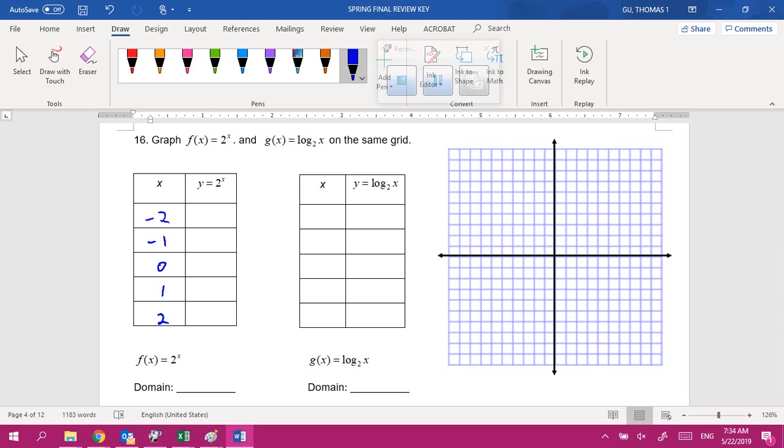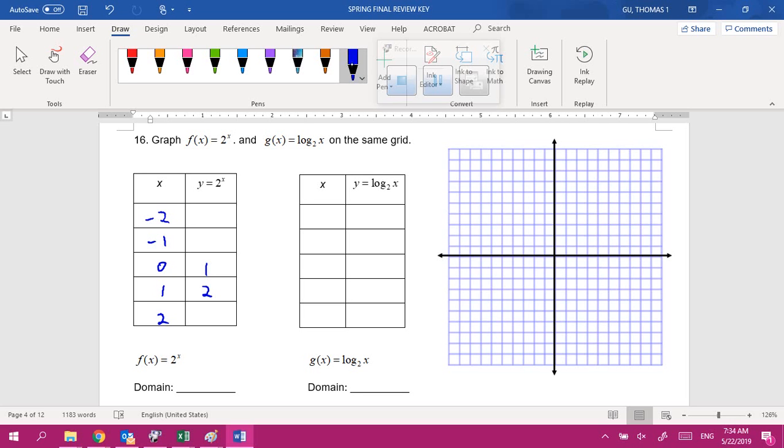0 is the easiest one because when you raise anything to the 0 power, do you know what it is? Do you remember? It's 1. That's right. So 0, 1 is a point. And then obviously 2 raised to the first power is going to be what? 2. Yeah, 2 raised to the first power is 2. Then 2 raised to the second power, or 2 squared, is going to be 4, right?